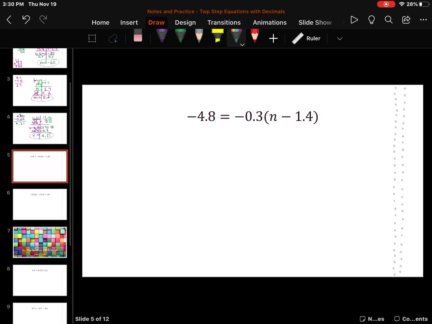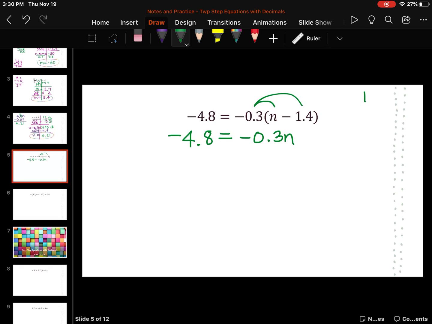Now these next two problems, we have to distribute before we can solve our equation. So notice, even though our variable's on the right-hand side, we still follow the same procedures. I'm going to distribute this negative 0.3 first. So I'll just bring down negative 4.8, bring down my equal sign. Now, negative 0.3 times n is just negative 0.3n. And then negative 0.3 times negative 1.4.